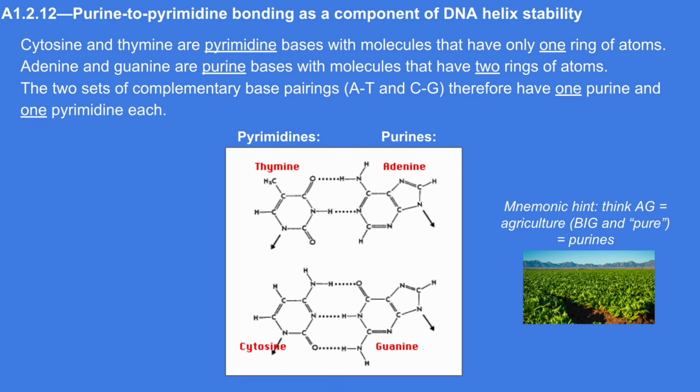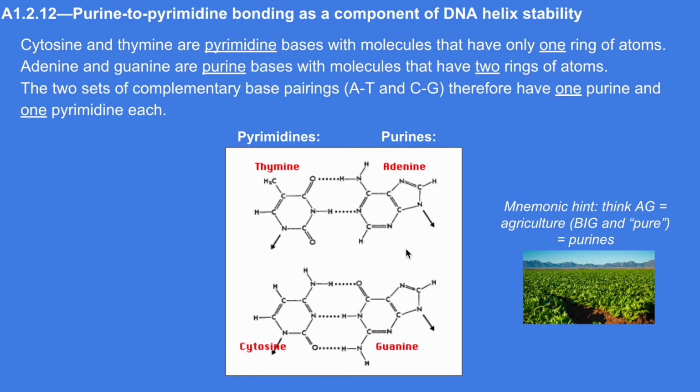Okay, you should know the difference between the purine bases and the pyrimidines. The way that I remember this is purines, I like to think of like a big open field of agriculture, and I just think it's so pure and it's all this great photosynthesis taking place. Okay, and so then that helps me remember that the purines are the bigger bases, the ones that have double rings. And it's the A and the G, the AG for agriculture, that are those purines.